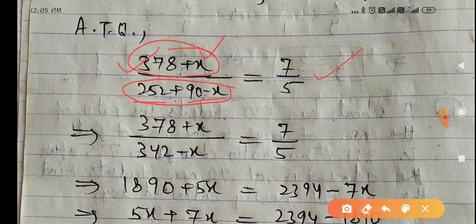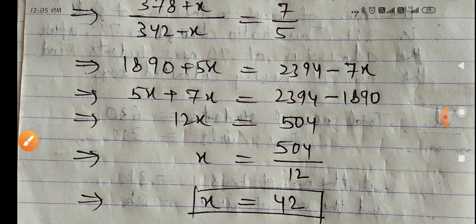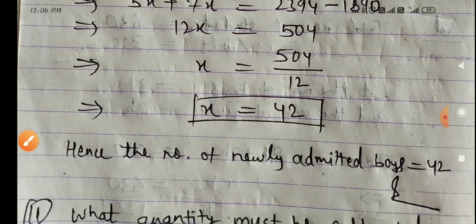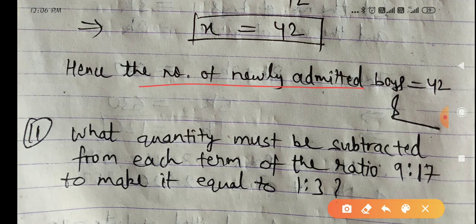Now you simplify: 378 plus x upon 342 minus x equals 7 upon 5. Do cross multiplication. 1890 plus 5x equals 2394 minus 7x. Take the terms having x on one side. 5x plus 7x equals 2394 minus 1890. 12x equals 504. X equals 504 upon 12. X equals 42. So the number of newly admitted boys equals 42.